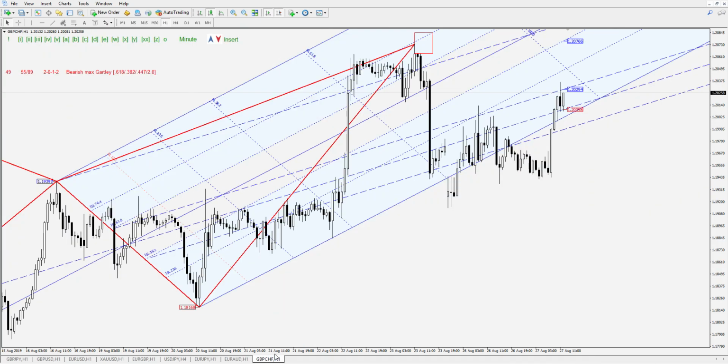We've got the pound Swiss, bearish sequence, ascending pitchfork. Your levels there are 12029, 12009. Breaks that will break this pitchfork, and we've got a bearish sequence. So keep an eye on that.